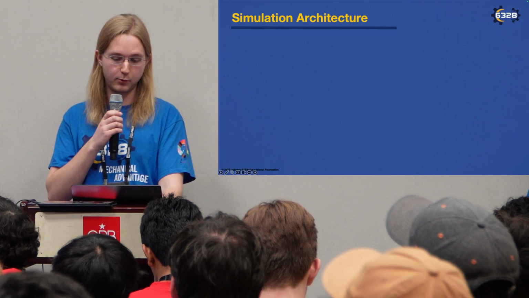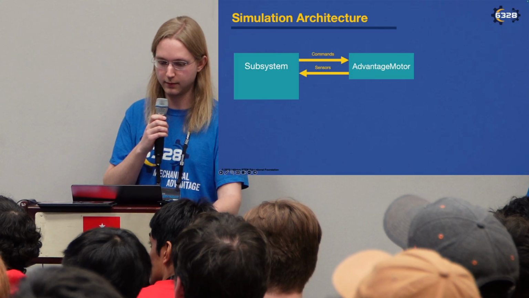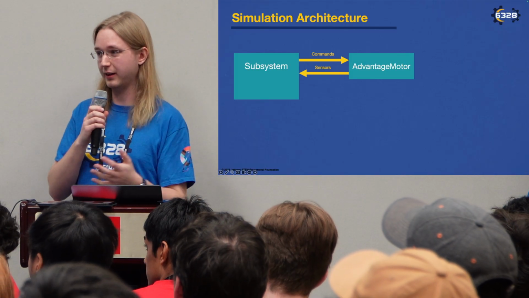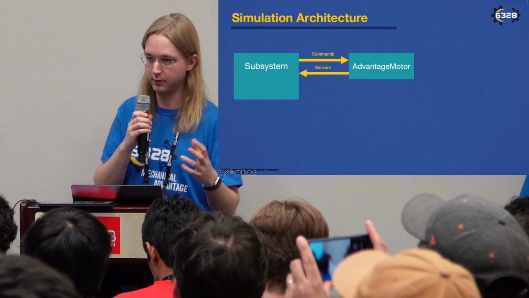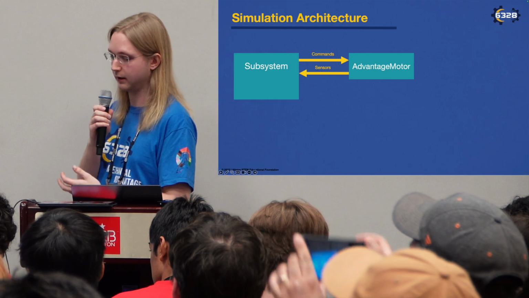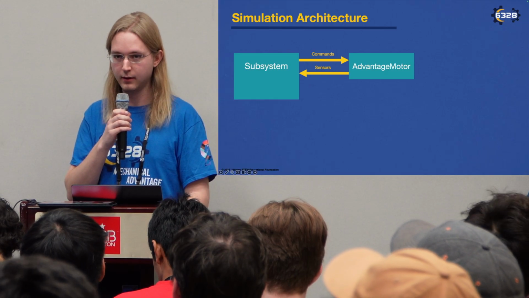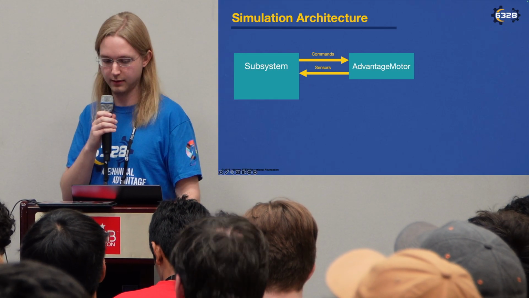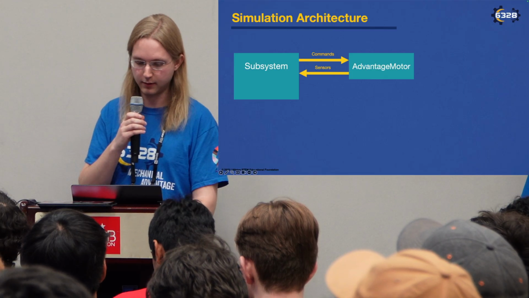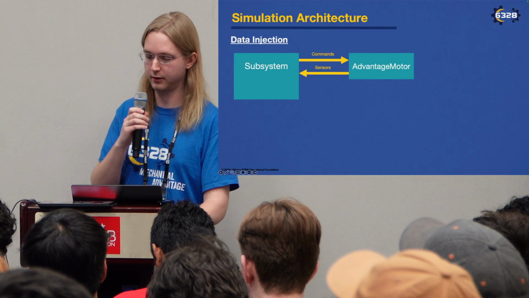Well, your subsystems probably look something like this. You have subsystem code that's talking to probably a CAN-based motor controller. So you're sending commands to the controller and reading sensor values back from it. So where does physics simulation fit into that? Well, the first technique to solve this problem is called data injection.